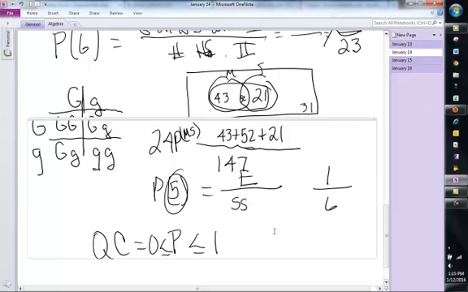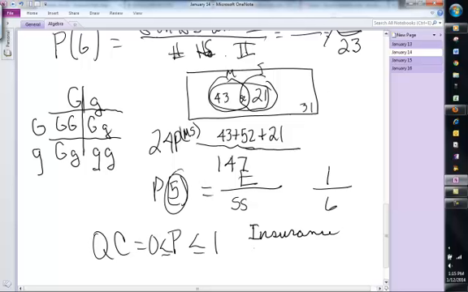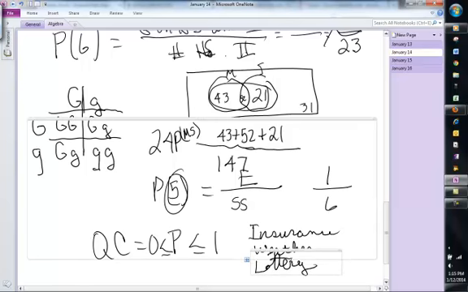One of the places that we're going to encounter theoretical probability is in insurance, in weather, and in the lottery. And we're going to show some of those things tomorrow when we have class. We're going to go through some examples of each of those, and I'm going to show you how those things work.